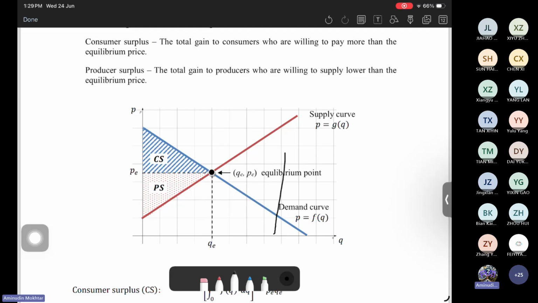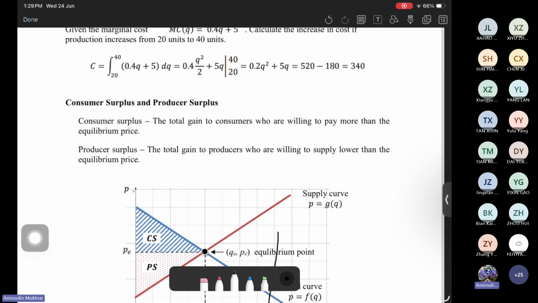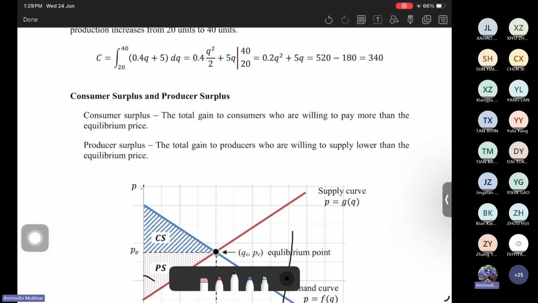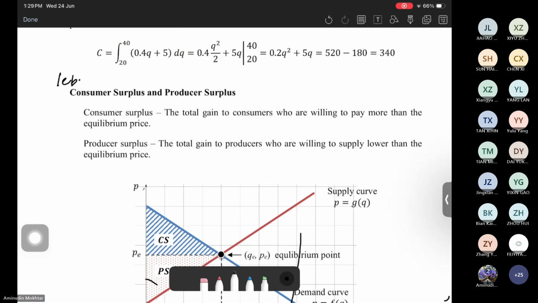In bahasa Melayu we call it lebihan pengguna, consumer surplus, and lebihan pengeluar, producer surplus.